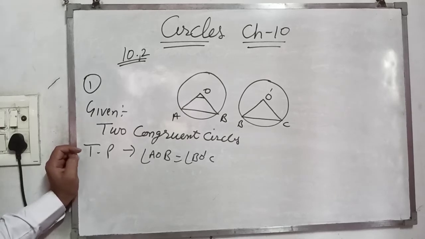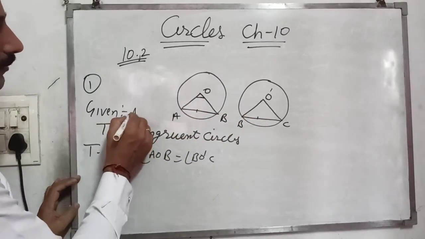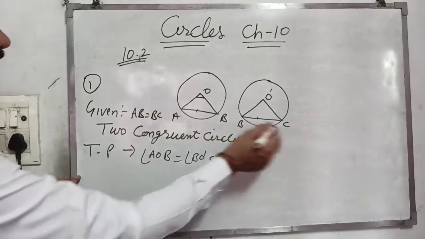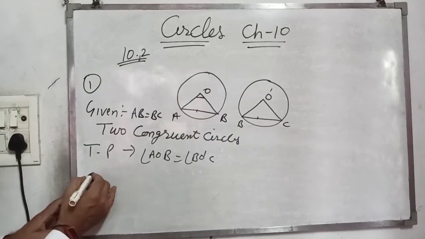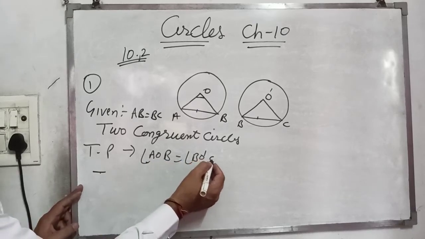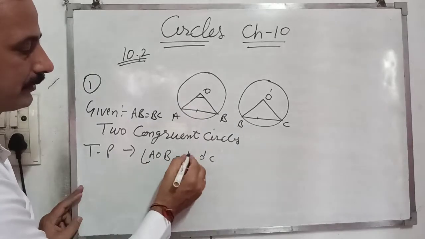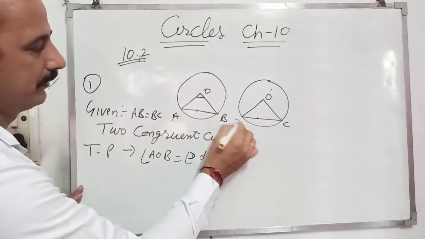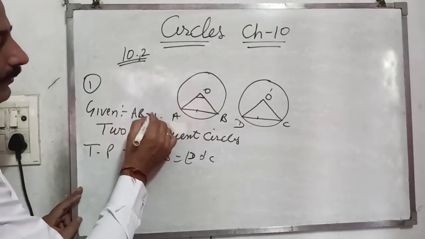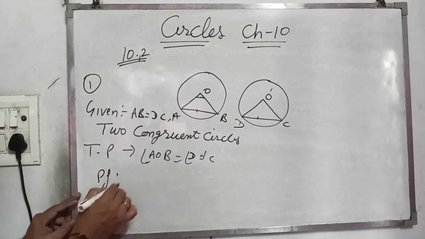Two congruent circles mean the radii are equal, they have the same radii, that's why they are congruent. If the chords are also equal, AB is equal to DC, the chord AB equal to DC. To prove angle AOB equal to angle DO'C, look at the solution.